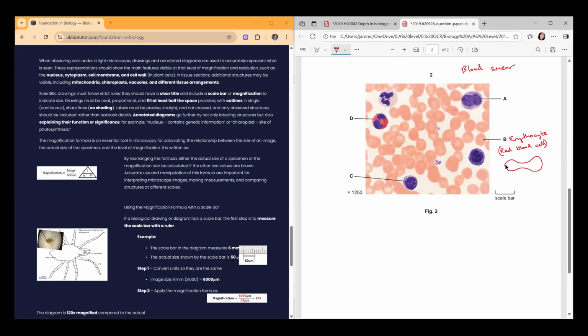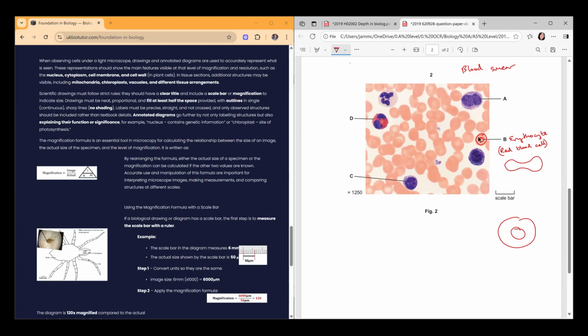So it can look like that if the slide has actually been done in a way that the smear shows you it on its side, or you may see it looking a bit like a donut, which is what we can kind of see in this diagram. There's the outside of it, and it's a little bit lighter inside. So what we've got is the donut shape of the erythrocyte. So I know that B is an erythrocyte and there's lots of them.